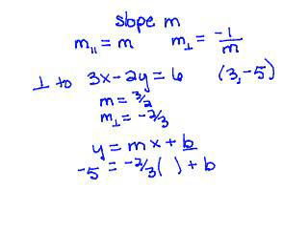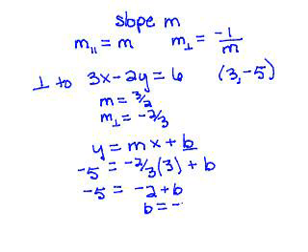So I put the -5 over here, put the 3 here. -2/3 of 3 is -2. So that means then that the y-intercept will be -3. So the equation of the line in slope-intercept form is y is equal to -2/3 x minus 3.